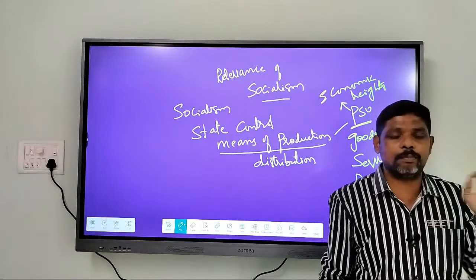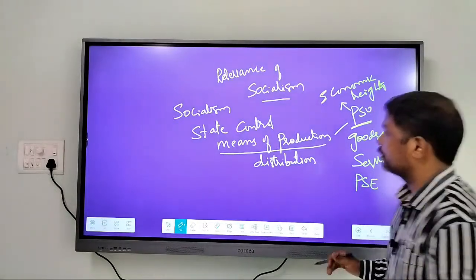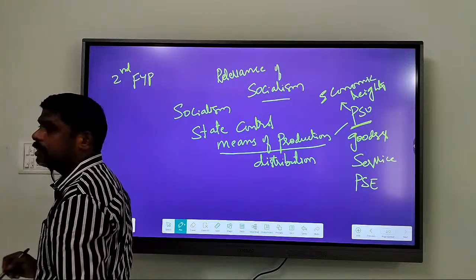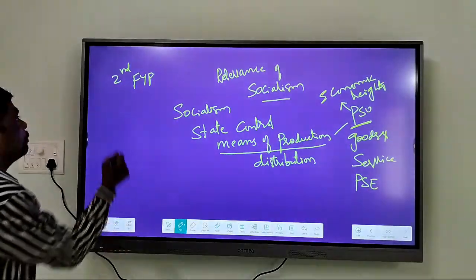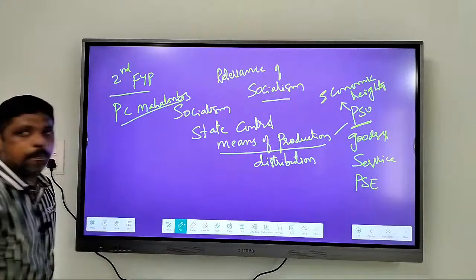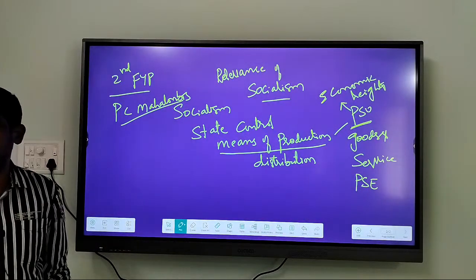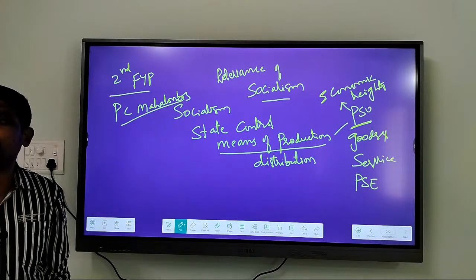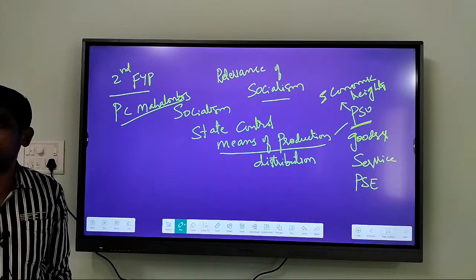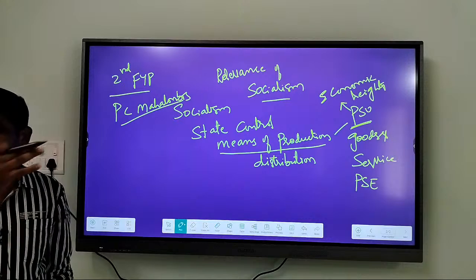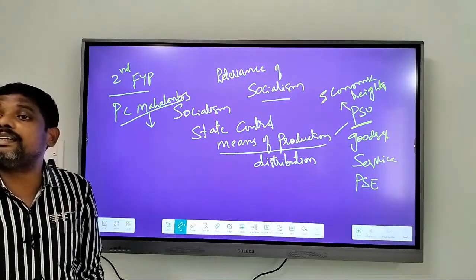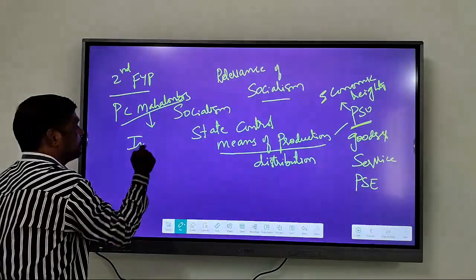In this regard, I want to mention one point, that is the second 5-year plan. The architect of the second 5-year plan is P.C. Mahalanobis. The plan was designed based on his views and strategy, and it had a lasting impact. We see the impact of P.C. Mahalanobis on the next 75 years of India. In the strategy of the second 5-year plan, the focus was on the industrialization of India.